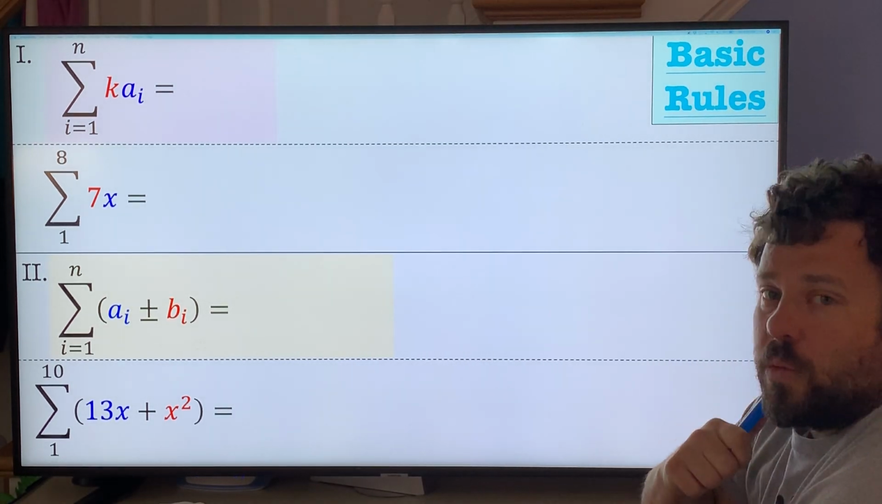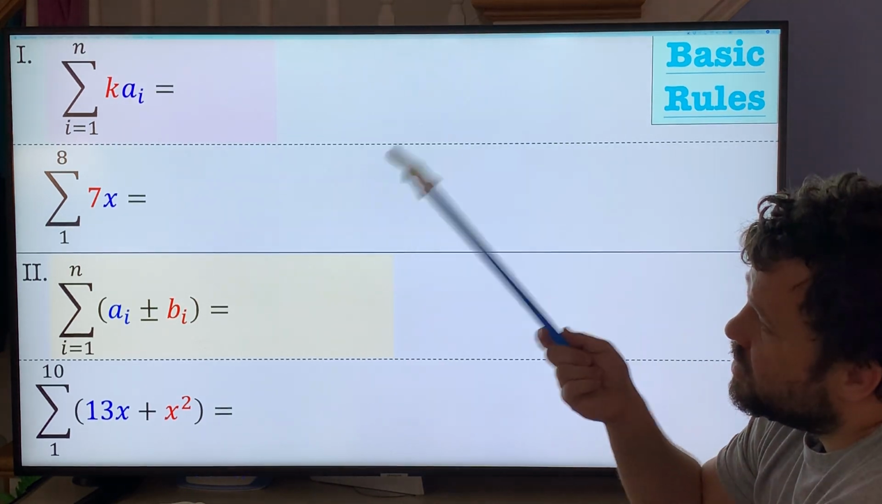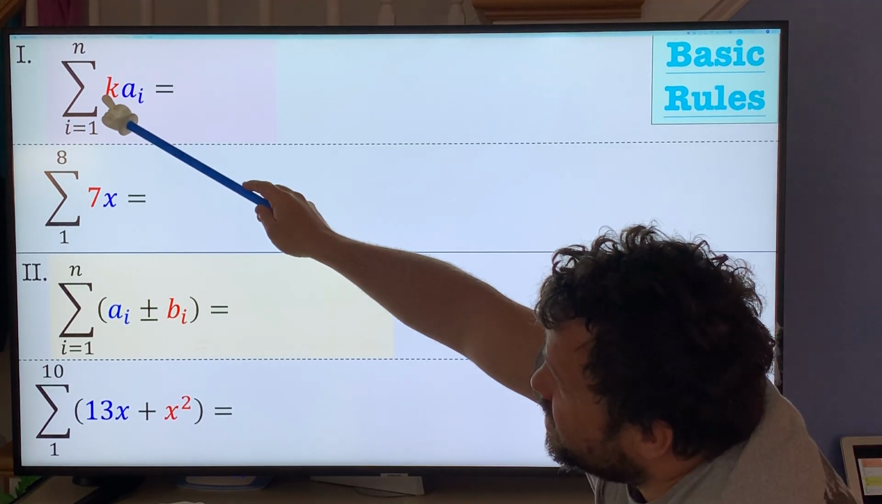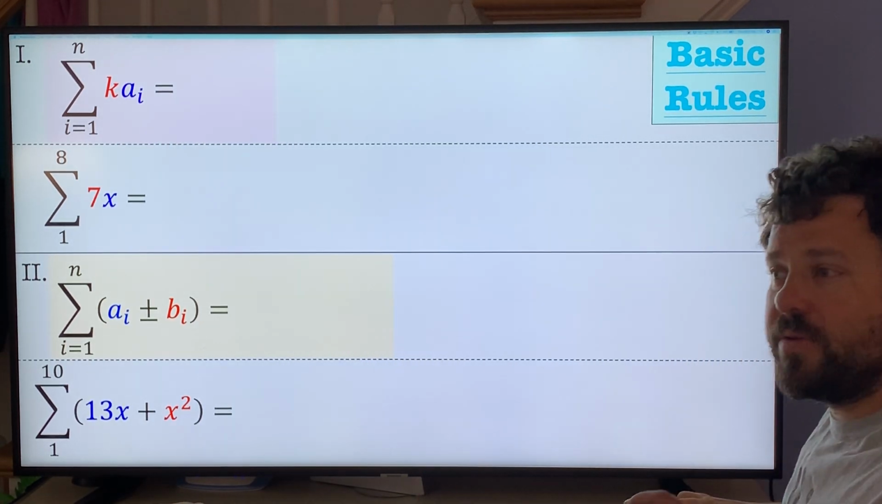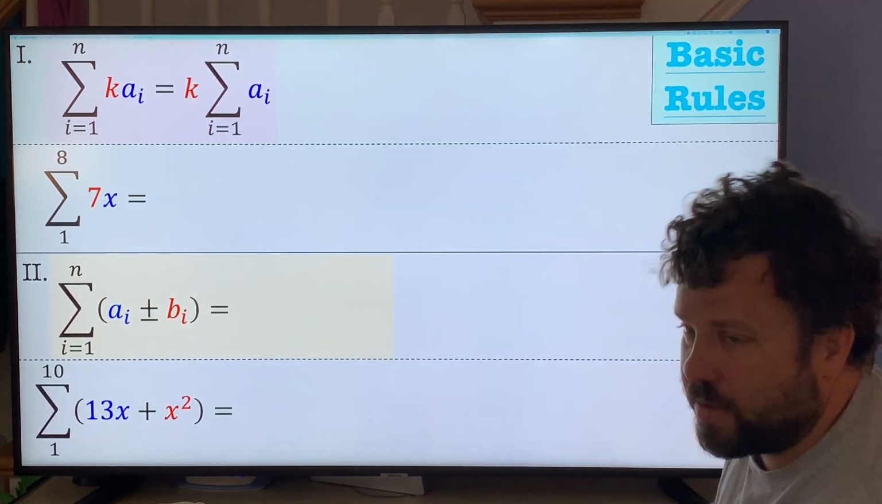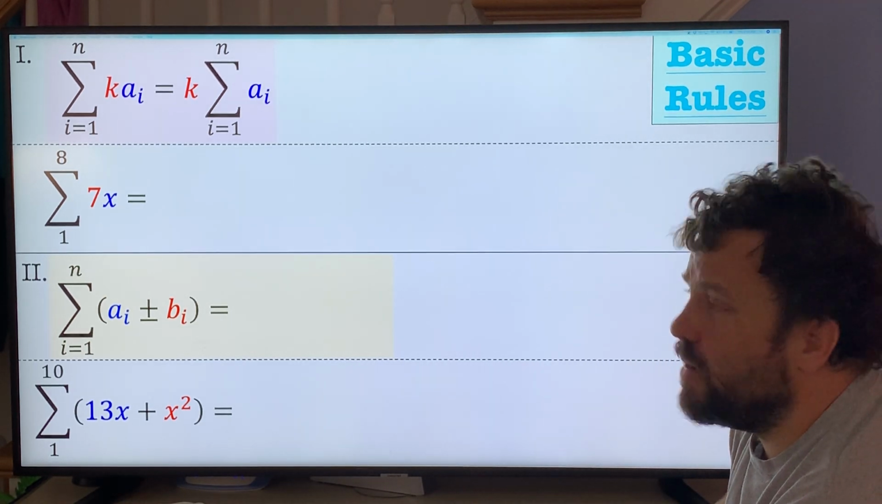So, here are some rules. We touched on this first one already: a summation with a k. K is just any type of constant in front of it, like, for instance, a 7. You could take that constant with all our other rules and push it to the front, okay? And you can just multiply your whole summation in the end. All right, very simple rule.